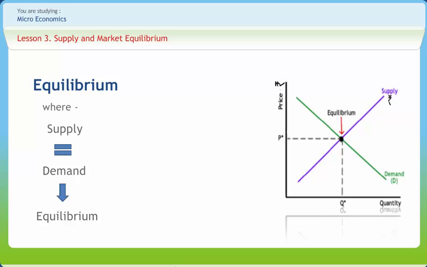As you can see on the chart, equilibrium occurs at the intersection of the demand and supply curve, which indicates no allocative inefficiency. At this point, the price of the goods will be P and the quantity will be Q. These figures are referred to as equilibrium price and quantity.